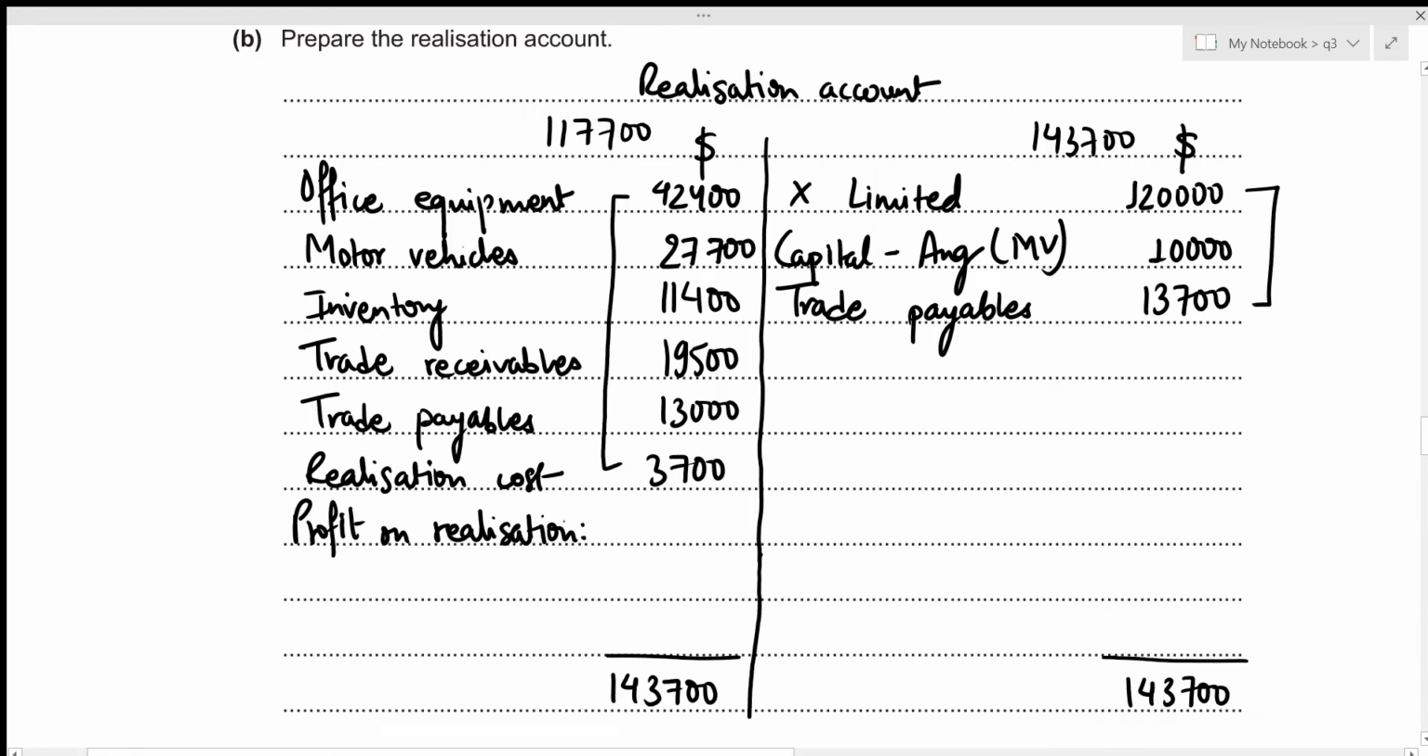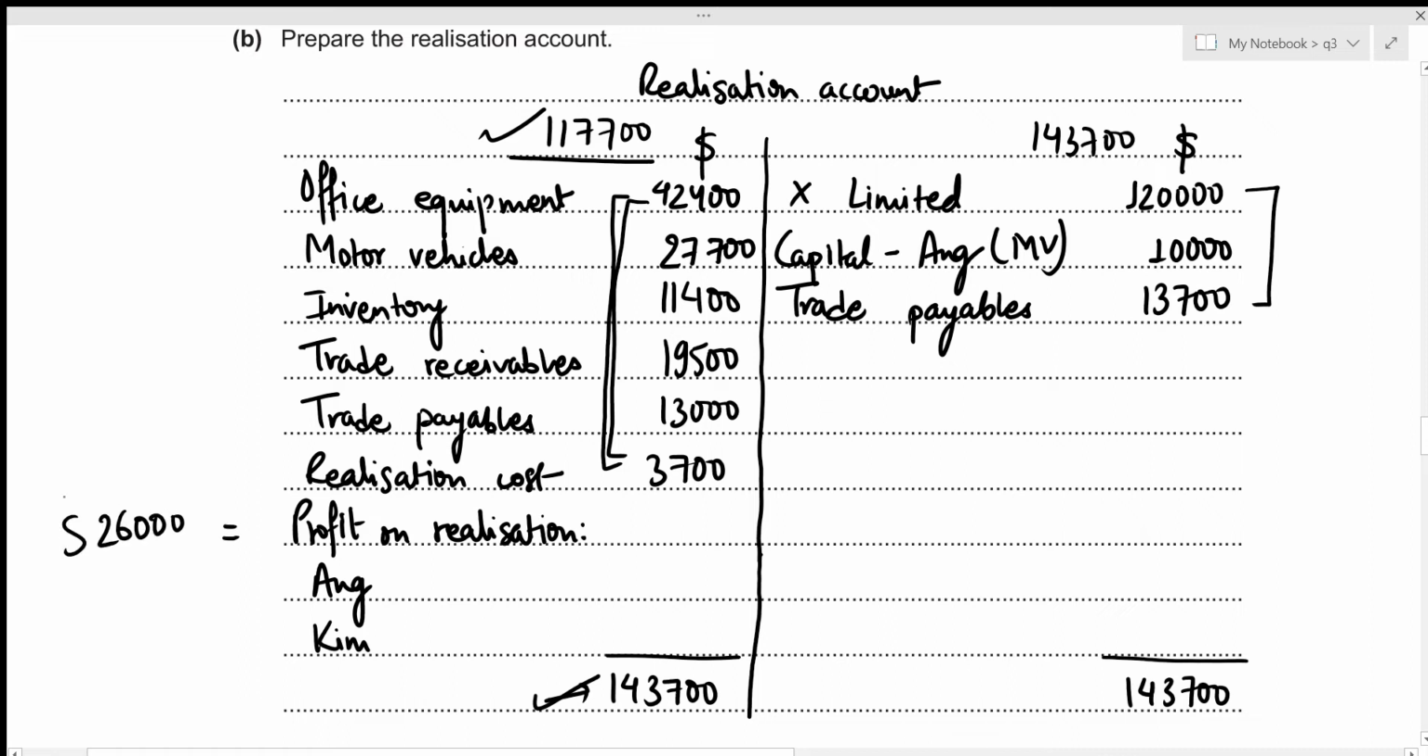But if our balancing figure were to be on the credit side, that would have resulted in a loss on realization. And this profit on realization should be shared among the partners, Ang and Kim. Okay, firstly, let's figure out the total profit on realization. That's just the difference between these 6 amounts and the total amount. So we already have the sum for these 6 amounts to be 117,700. So that is the difference between this amount and our total. So that's 143,700 minus 117,700, which results in the profit on realization to be 26,000.